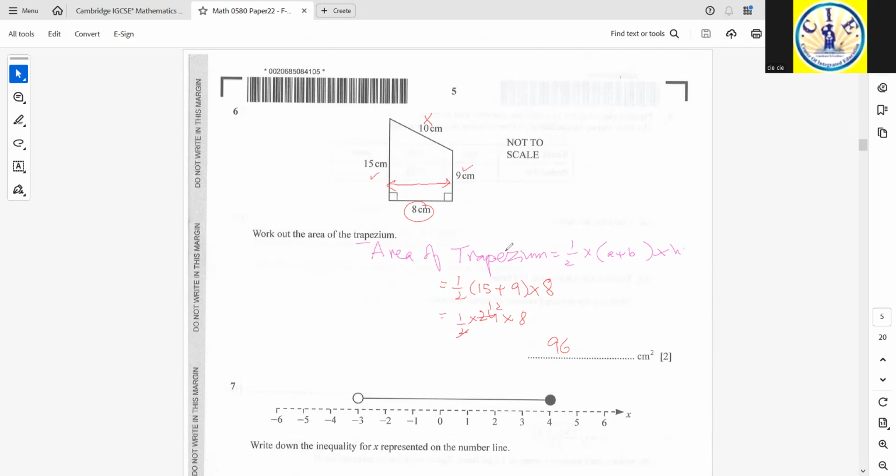Okay, then it is question number 7. Write down the inequality for x represented on the number line. The value of the variable x starts from -3 and goes till 4. And -3 is a hollow circle and 4 is a filled circle. So the inequality would be -3 till 4. Here the inequality is an open inequality at -3, but at 4 the inequality is going to be a closed one. -3 less than x less than or equal to 4.